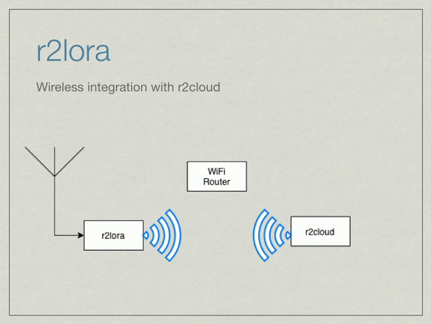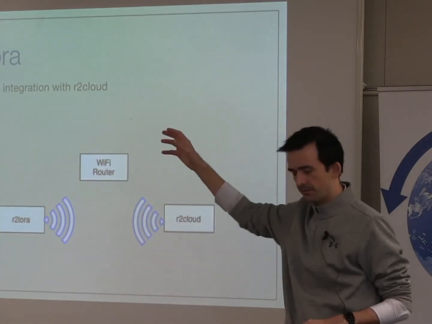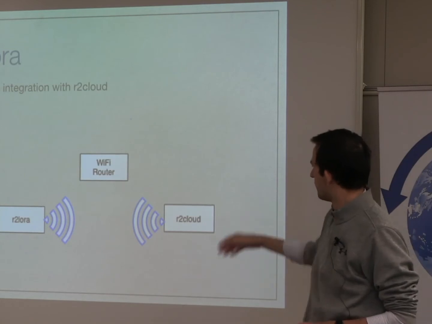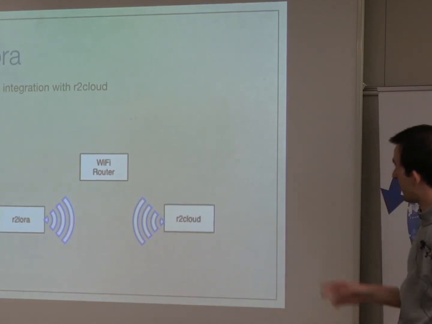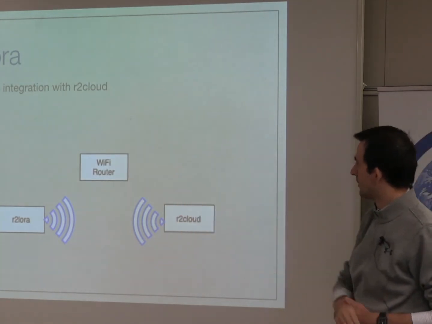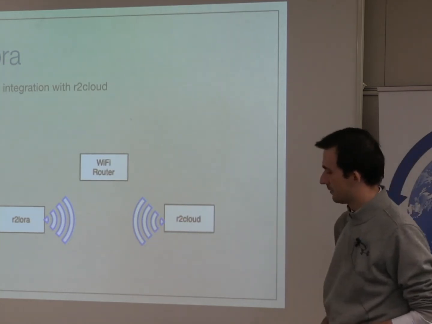So the pro is that you can get this R2LoRa ESP32 thing and install it on the roof, on the balcony, somewhere far away from the main r2cloud station. All you need is a Wi-Fi router. But the bad thing is you need a Wi-Fi router, and the power consumption is also not very good because it's working over Wi-Fi.